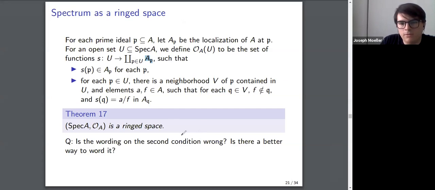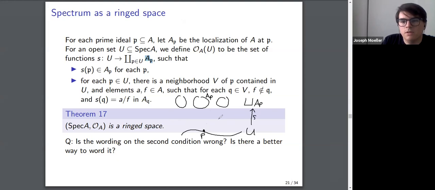So here we have, this is going to be U, and then here's going to be our disjoint union of A sub P's. Here's going to be a specific point P, and here will be A sub P. And so we're talking about functions. So here's U, and then here's the disjoint union of A sub P. And so we're going to be talking about functions that go like this. The first condition says that this point has to go to this component of the disjoint union. The second one, I found it super confusing.